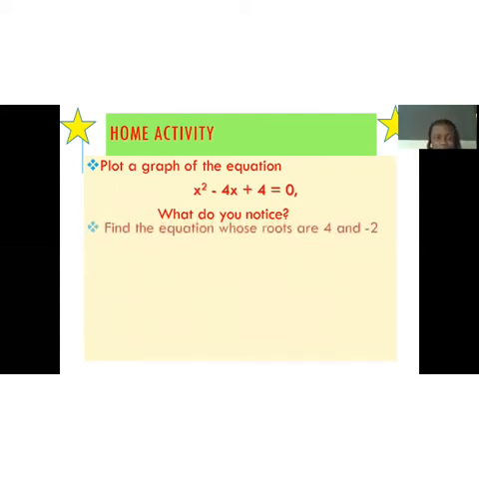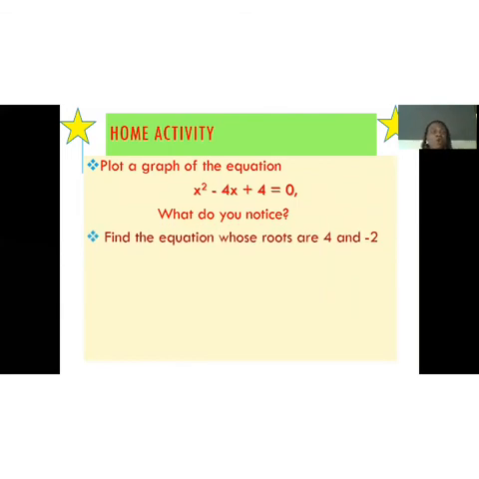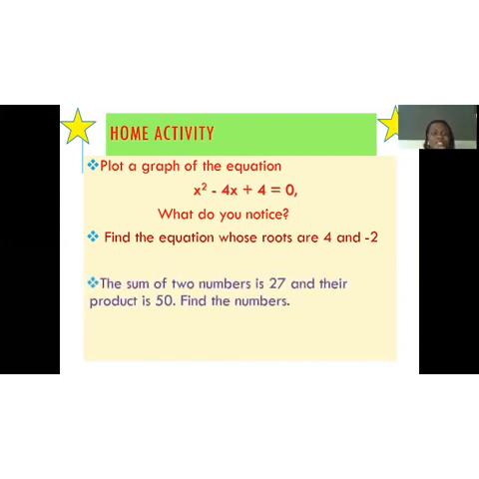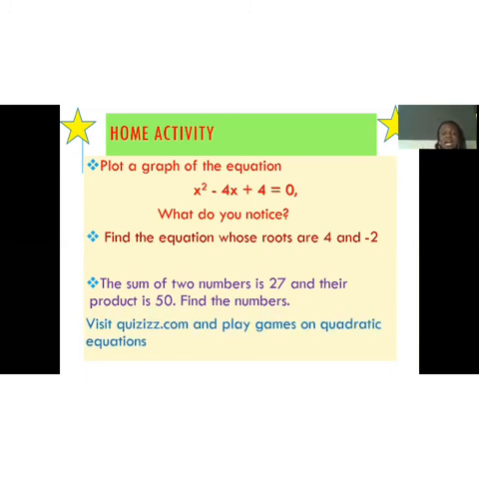Then you can find the equation whose roots are 4 and -2. Also tell me if you're able to get this answer. Then try this word problem. The sum of two numbers is 27, their product is 50. Find the numbers. Okay, try this problem. And then you can visit quizzes.com and you can play more games on quadratic equations if you want to.